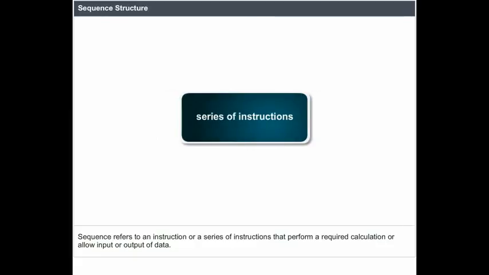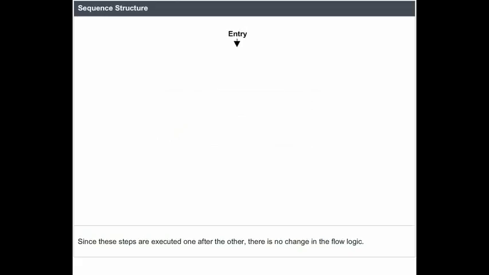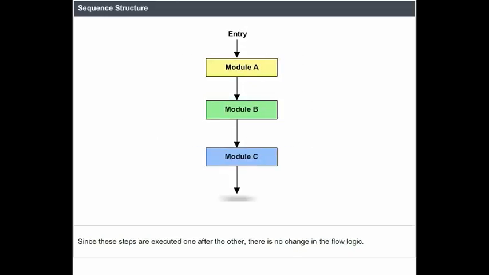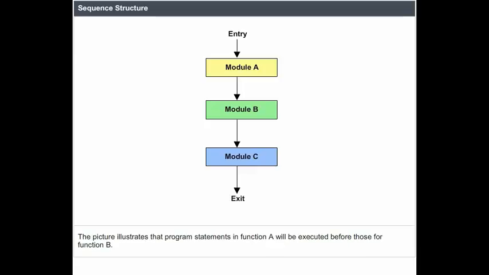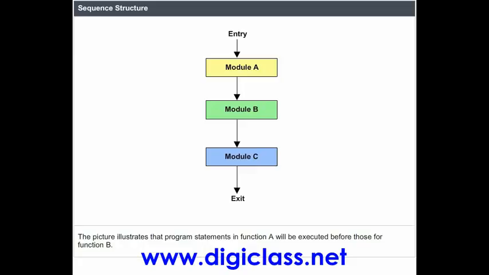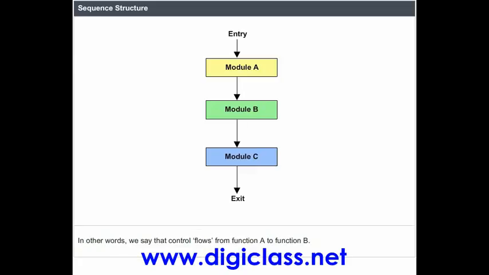Sequence structure. Sequence refers to an instruction or a series of instructions that perform a required calculation or allow input or output of data. Since these steps are executed one after the other, there is no change in the flow logic. The picture illustrates that program statements in function A will be executed before those for function B. In other words, we say that control flows from function A to function B.